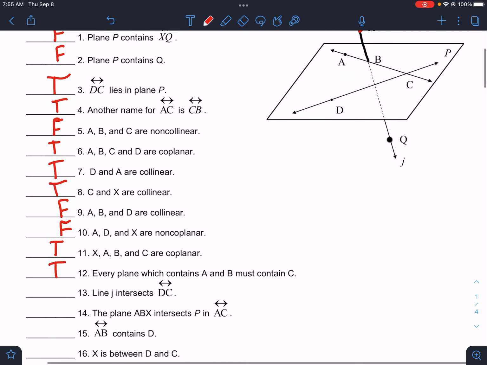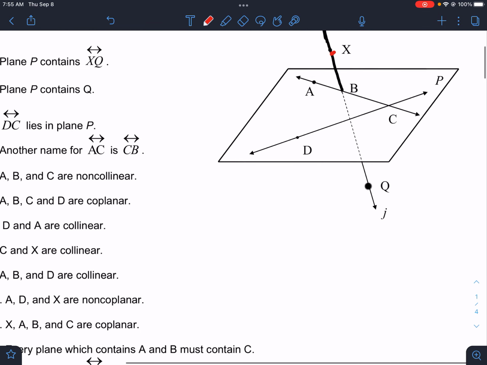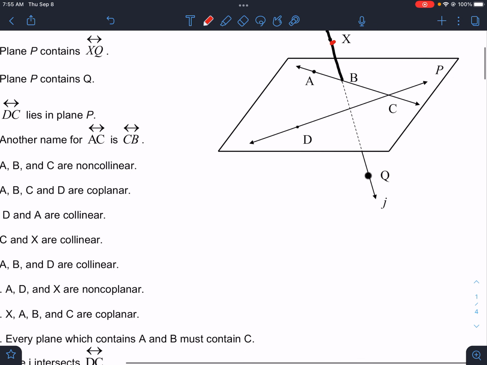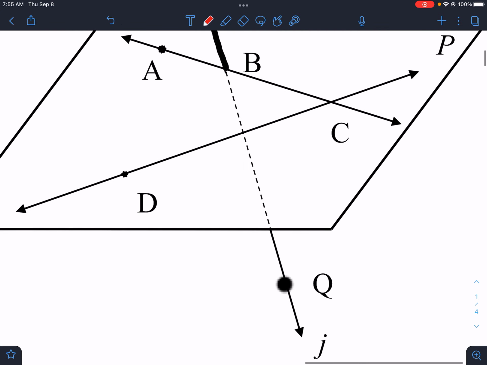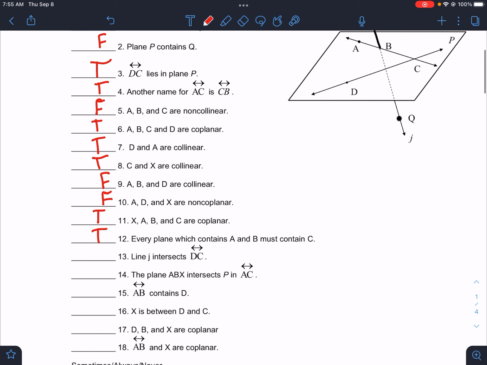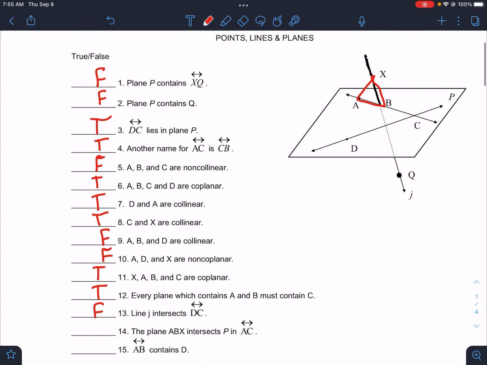Line J, remember we can name a line by the small letter at the end. So line J, that's like that line that goes up and down and through the shape. Intersects line DC? Well, at that spot, they are dotted. That's behind. So no, it doesn't. Plane ABX, this plane that goes up in the air, intersects P on the line AC. Yes, that's the intersection point.